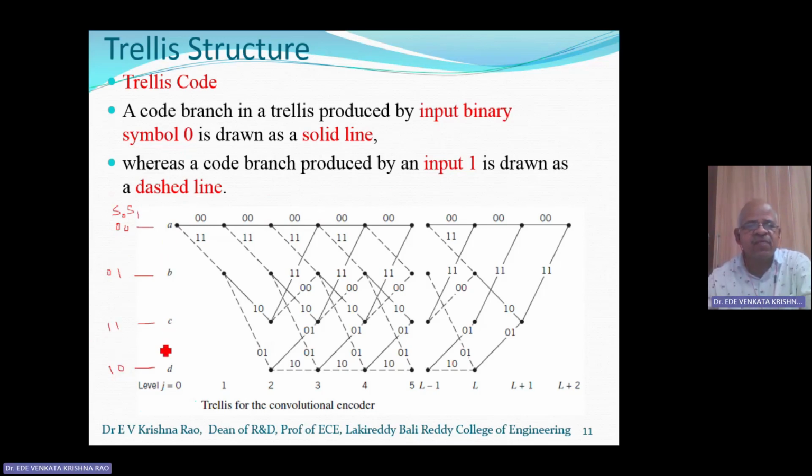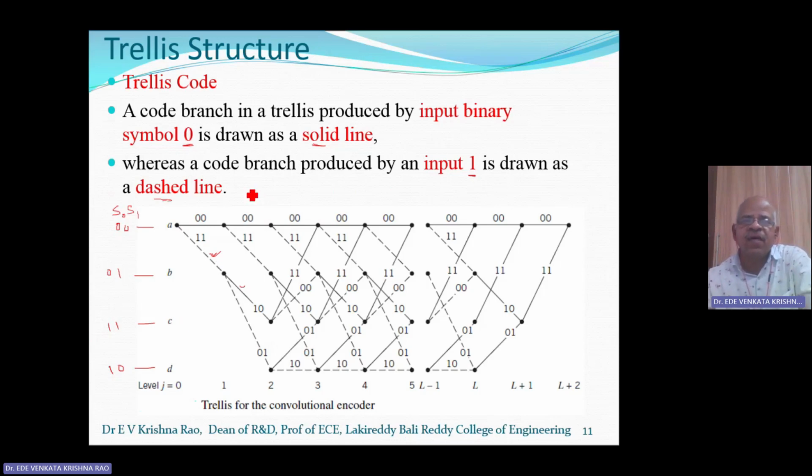So there are A, B, C, D, 4 levels, 4 combinations only. Now, the code output is drawn: if input 0 is given, solid line. If binary input 1 is given, dash line. So this is the dash line.